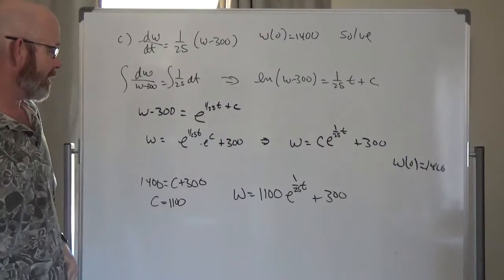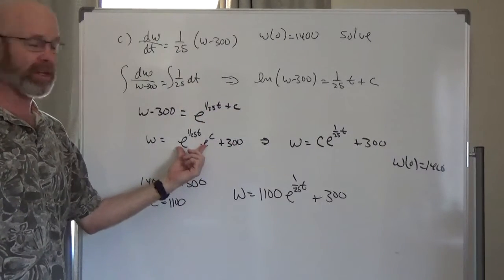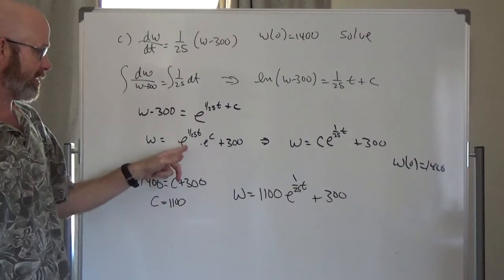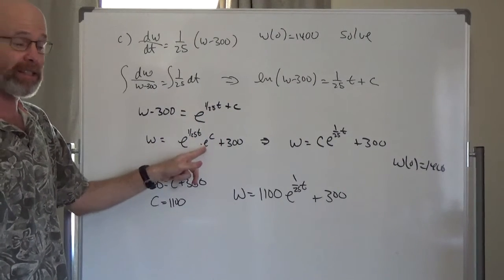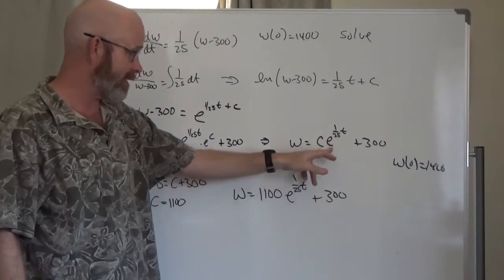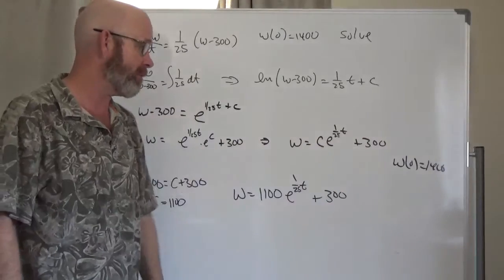plus c. Then I did that little trick with the constant up there. E to the 1/25 t plus c is the same thing as e to the 1/25 t times e to the c. And then I just called that a constant. I brought that 300 over there, so some constant times e to the 1/25 t plus 300.